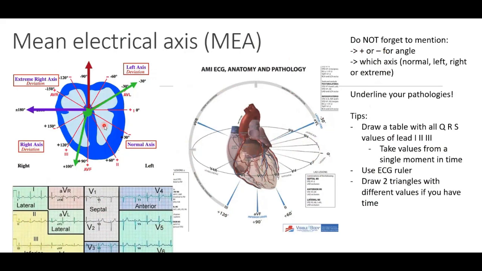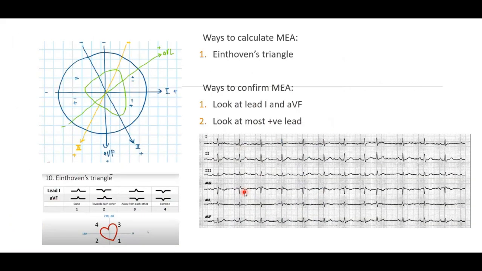So two main things: the mean electrical axis, which you need to calculate with the Einthoven's triangle, mentioning the positive or negative sign for the angle, and the axis. And the other thing is knowing all of this. Absolutely have to know that. As I've mentioned, you can calculate the mean electrical axis with the Einthoven's triangle, and there are some neat tricks to help yourself confirm whether you have the correct mean electrical axis or not.